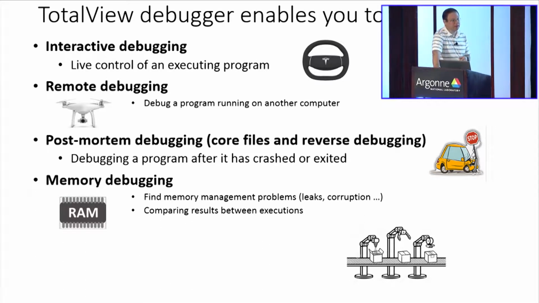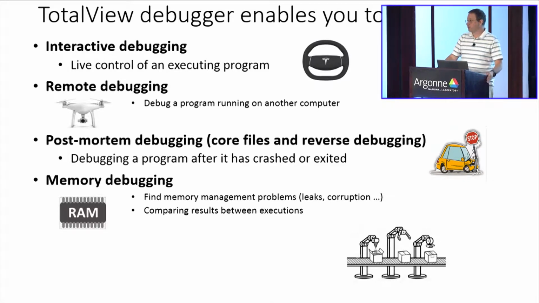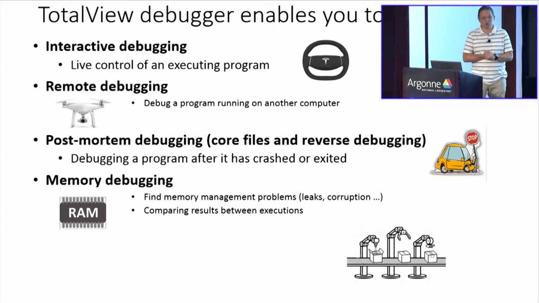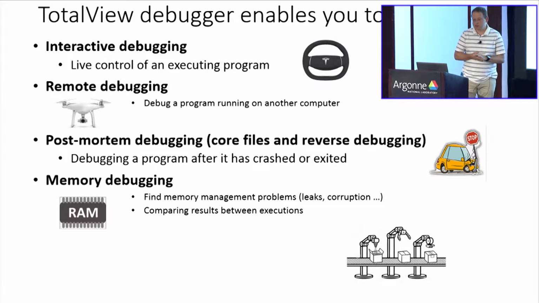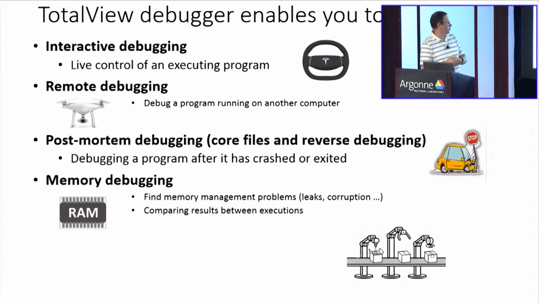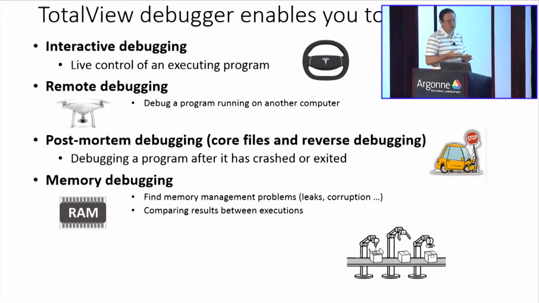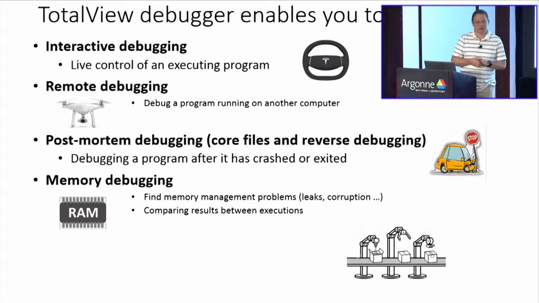Memory debugging, I think it was a new concept probably 5-10 years ago, but now it's kind of mainstream. Most bugs that you try to solve at a high level are basically memory bugs. So the debugger allows you to find memory management problems like leaks, corruptions, memory fences, and overwrites. So this is memory debugging, and I will talk about this one.